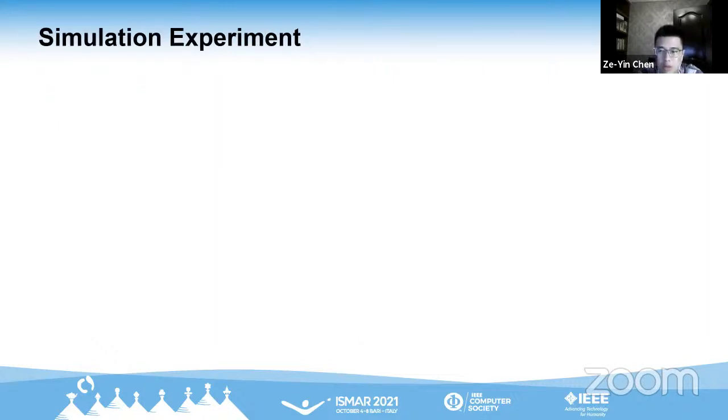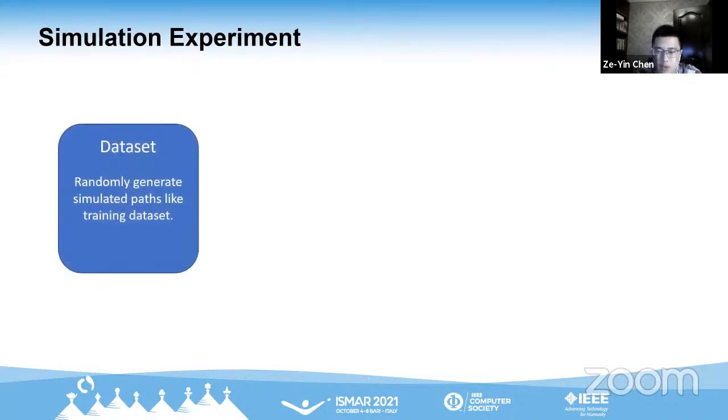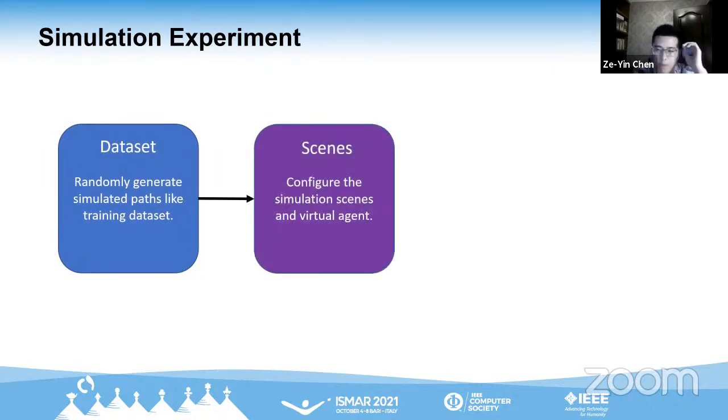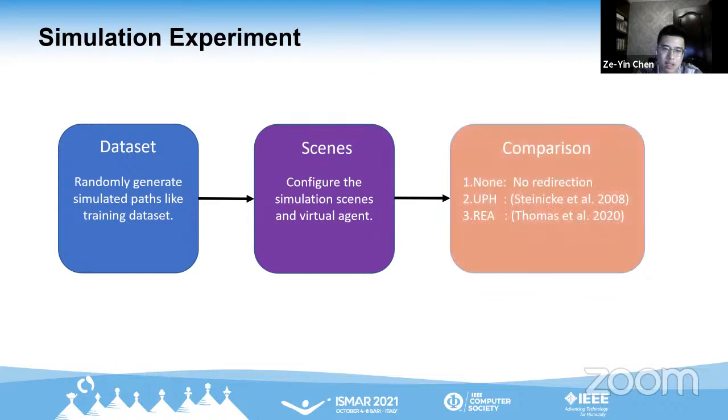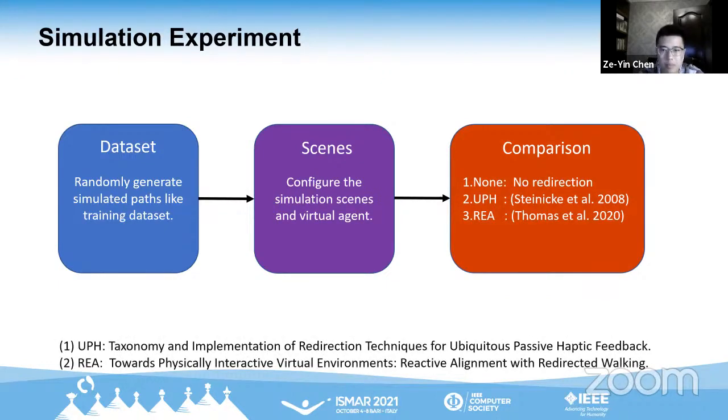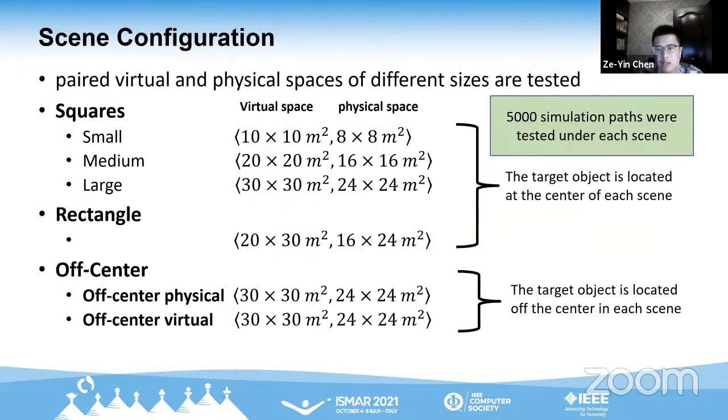We have done a large number of simulation experiments to verify the effectiveness of our method. The simulation data is generated just like the training set. For each simulation path, we configure the corresponding scenario settings as well as the agent settings. In each scenario, we compare our method with NAN, UPH, and REA3 algorithms. This experiment tests the performance of different algorithms in a variety of different virtual and real scenarios.